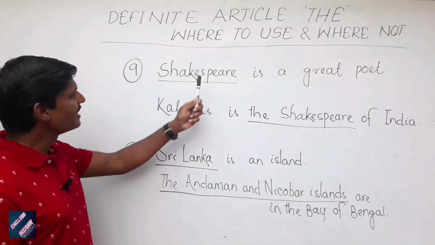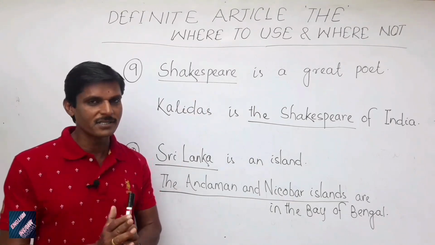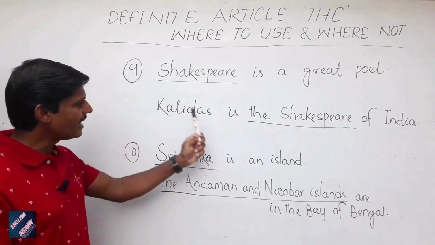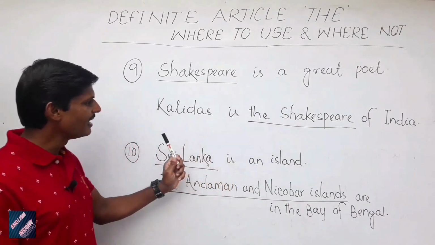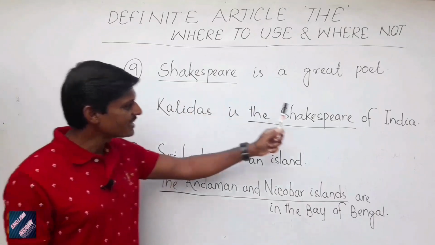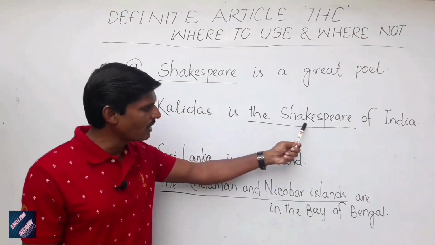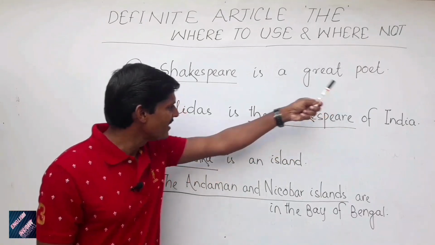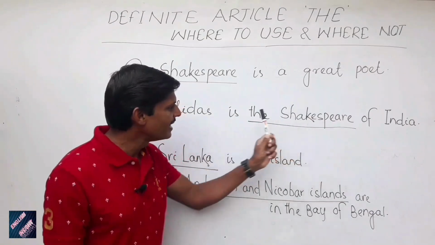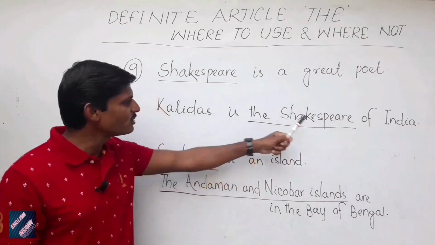In the first sentence, Shakespeare is a proper noun. It's the name of a person. So, before the name of a person, as it's a proper noun, the is not used. But in the second sentence, Kalidas is the Shakespeare of India. Here, Kalidas is a proper noun. So, the is not used before Kalidas. The Shakespeare, here, Shakespeare is not a person. Shakespeare is a common noun here. It refers to a great poet. Kalidas is the Shakespeare of India means Kalidas is a great poet of India. Here, the Shakespeare refers to a poet, a great poet. So, the is used before Shakespeare.